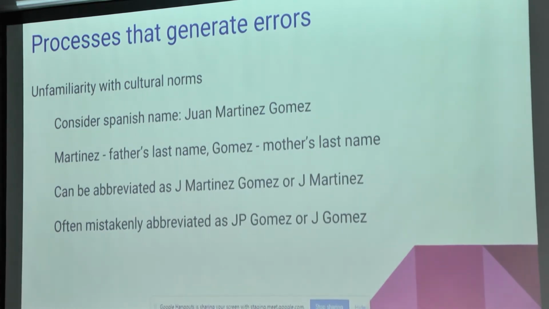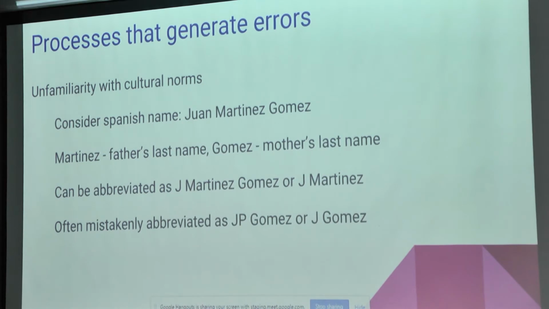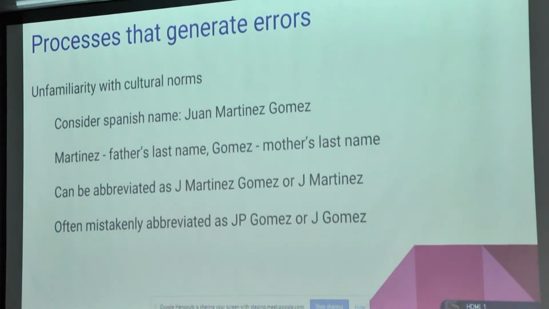Another common mechanism that generates errors is unfamiliarity with cultural norms. Different naming mechanisms around the world carry the norms of the cultures the people come from. Consider a child's Spanish name, Juan Martinez Gomez. Here, Martinez is the father's last name. Gomez is the mother's last name. And in a patriarchal society, if you are going to abbreviate this, you are going to keep the father's last name, which is the first last name. So you can abbreviate this as J. Martinez Gomez or J. Martinez.